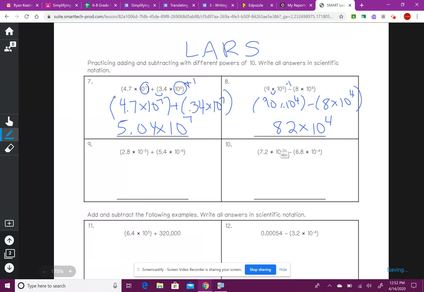However, this is not a number between 1 and 10. If you forgot how to do that again, you use our Lars. If I want to move my decimal back 1 spot, so move to the left 1 spot, it means I add 1 to my exponent. Because 82 is not a number between 1 and 10, that's what we have to do. So we are going to move our decimal back 1 to the left. So I've got 8.2 times, adding 1 to my exponent, 10 to the 5th. Make sure you're super careful with these ones again, because these are a little more tricky.